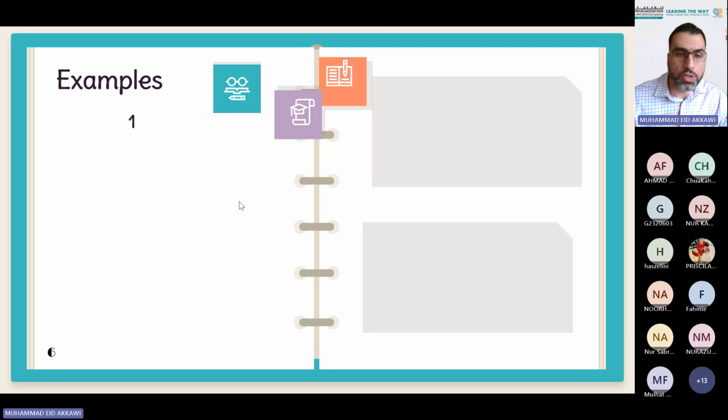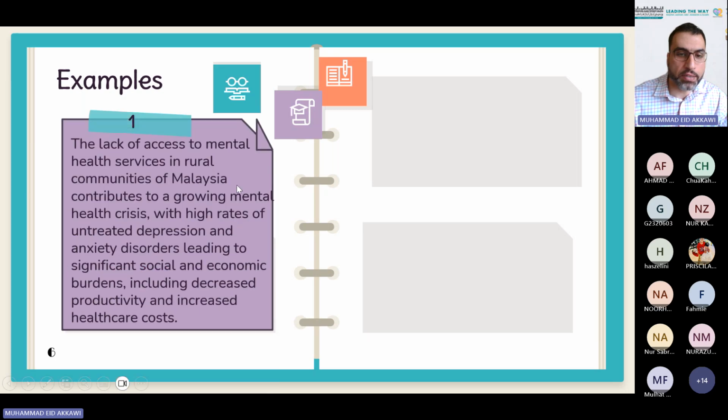So I took these three and tried to make them strong and clear problem statements. So let's compare this with the first one. The first one said that mental health is important for the well-being of all communities. If we read this one, the lack of access to mental health services in rural communities of Malaysia contributes to a growing mental health crisis, with high rates of untreated depression and anxiety disorders leading to significant social and economic burdens, including decreased productivity and increased health care costs.